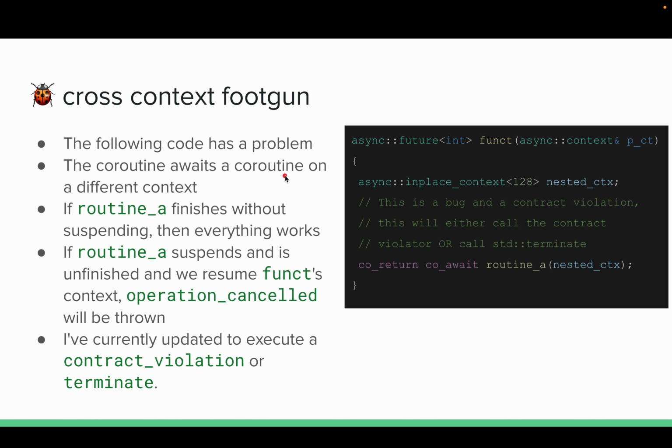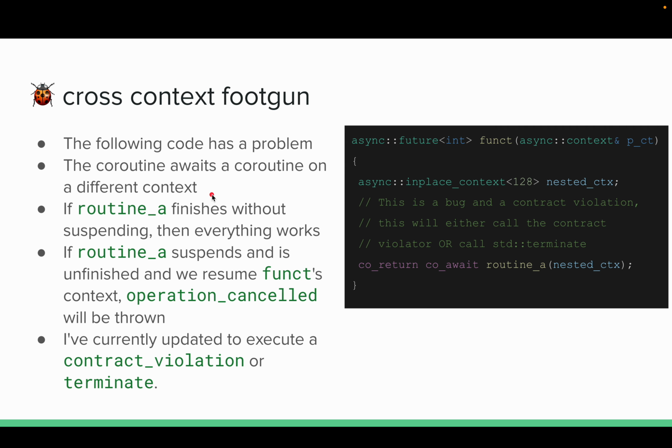Cross-context footgun. I had a more extreme example where you pass the future in as a parameter. It would work the same way and have the same problem. But if you had some additional context and you attempt to co_await a coroutine using that context, you may or may not have a problem. You probably have a problem. So the following code is a problem.